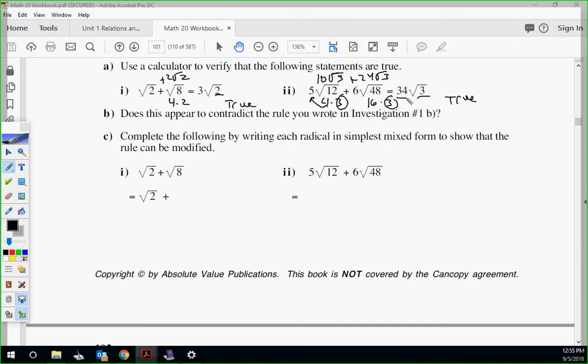Okay, complete these ones. We just did all that. So, yeah, sorry, I did all that up here for some reason. Wanted to make it look harder to see. So, we'll just go 2 root 2. We did 10 root 3 plus 24 root 3. Okay, we'll leave it at that.